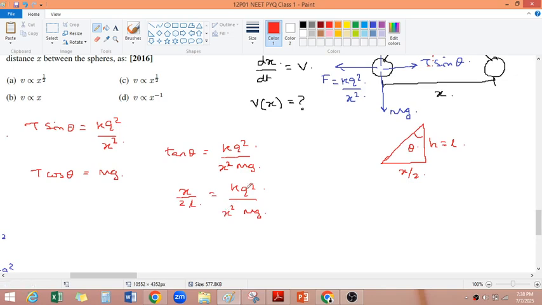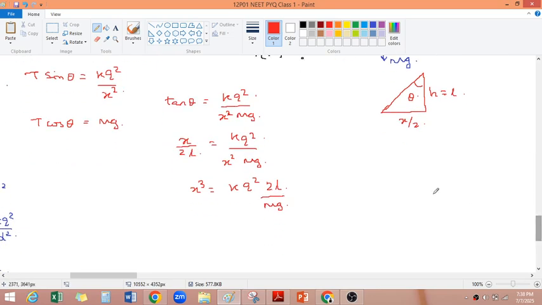So you see, I want to find velocity, which means I have to differentiate the x. And we are assuming that it is a constant velocity. So that's why the forces are equal. When forces are equal, acceleration is 0. So since the acceleration is 0, velocity is constant. So x cube is equal to kq squared 2L by mg.